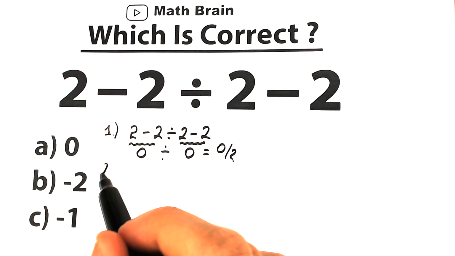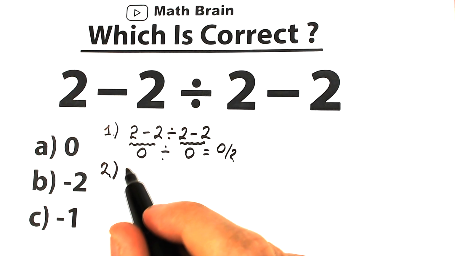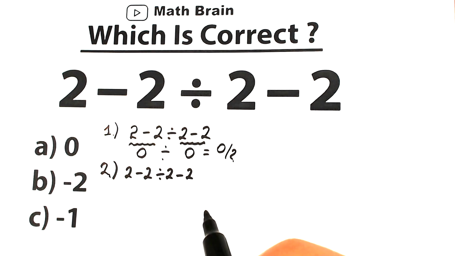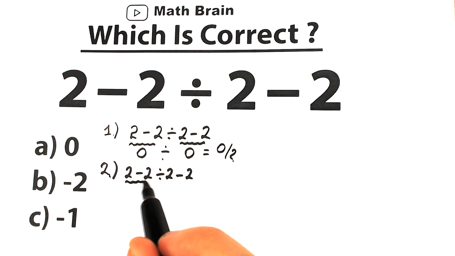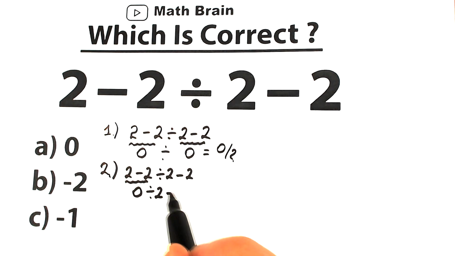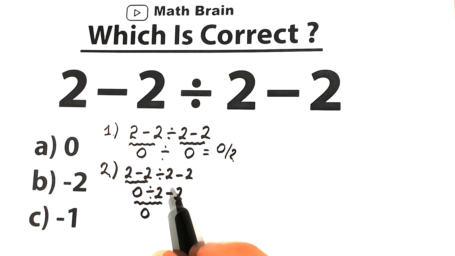And a second interpretation looks like that. A lot of students solve this question like that. We have 2 minus 2 divided by 2 minus 2. From left to right, they don't know about order of operations. So 2 minus 2 equals 0, and then they rewrite this 0 divided by 2 minus 2. Once more from left to right, we have 0 divided by 2, which is equal to 0, and 0 minus 2, because we still have minus 2. The answer is minus 2, so this is option B.